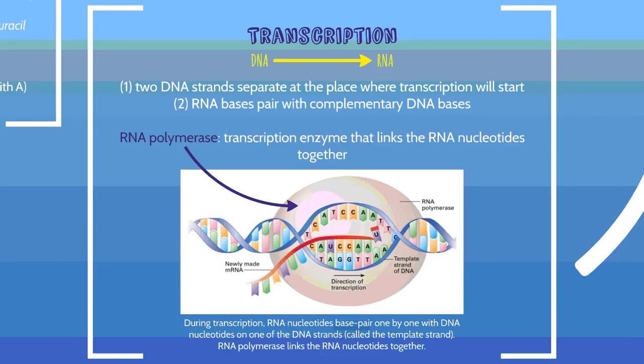All right, so let's talk specifically about transcription. Transcription is going from DNA to RNA. So our two strands are going to separate, and that's where transcription will take place. RNA polymerase is then the enzyme that allows transcription to actually happen. It's the one responsible for linking those nucleotides together in the strand of RNA.